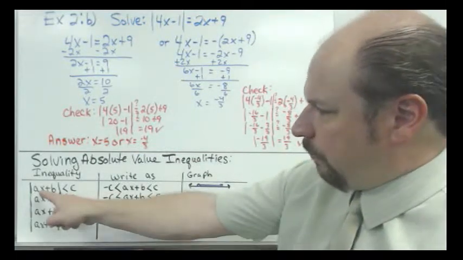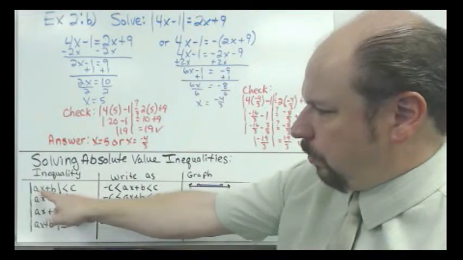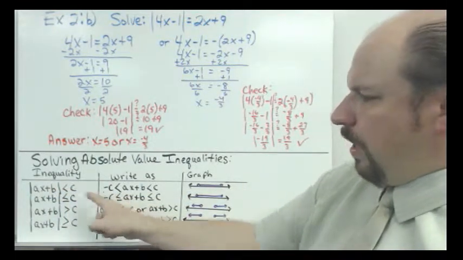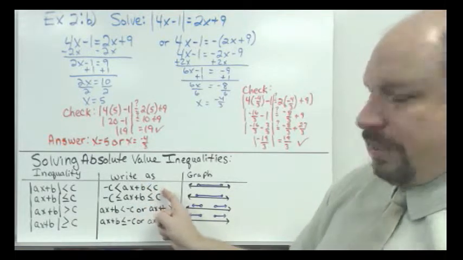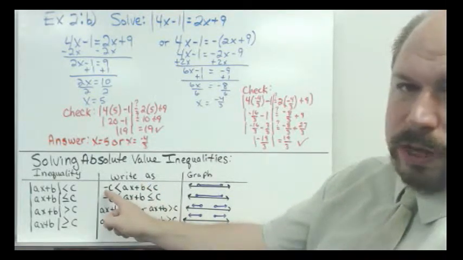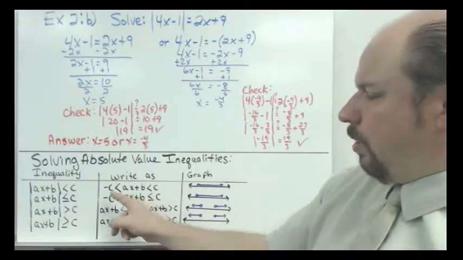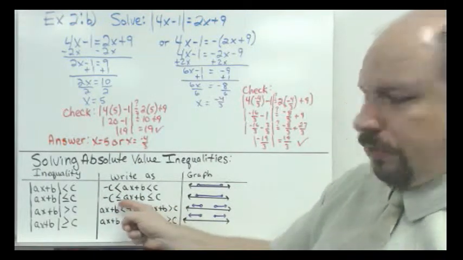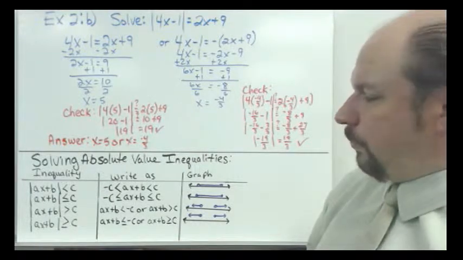So if we have the absolute value of, say, ax plus b is less than c, all we have to do when we have less than is take the number over here and do the opposite of that number and write it over here. So we get negative c is less than ax plus b is less than c. Or the same thing when you have less than or equal to.